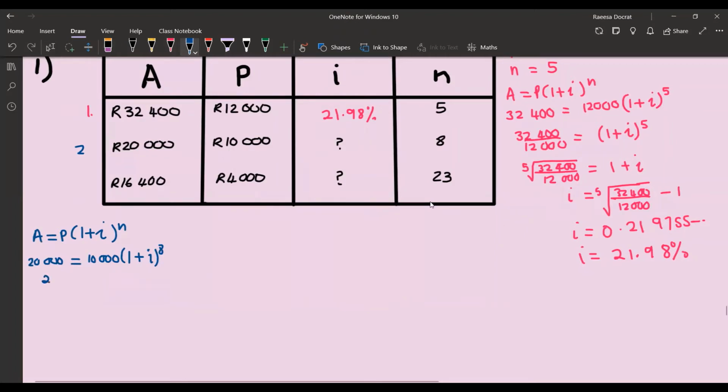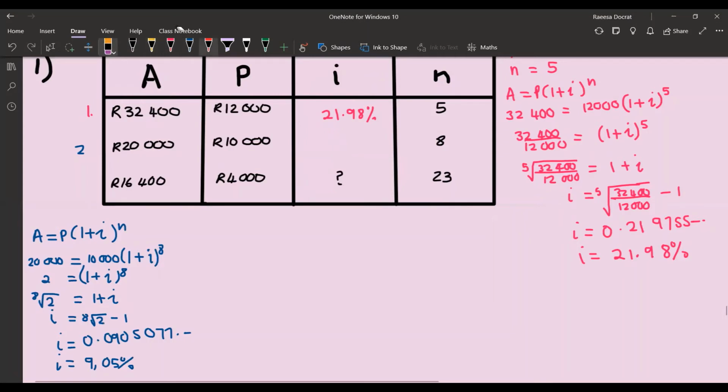So dividing both sides by 10,000, we get (1 plus I) to the power of 8 is 2. So then what we do is we take the 8th root on both sides. And finally, to get I by itself, we subtract 1, so I is the 8th root of 2 minus 1. Typing that into our calculator, your I is 0.0905077. So again, multiplying by 100 to write it as a percentage, it's 9.05%. So that's the one that we have there, 9.05.